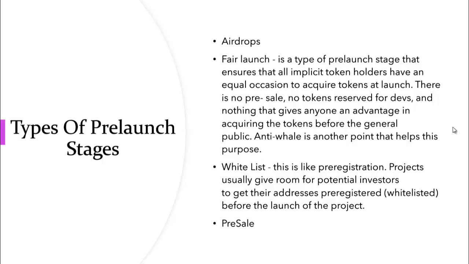Yeah, they combine both. There will first be a whitelisting. For instance, the whitelisting price is $0.1. Then the pre-sale price could be like $0.3. And then when it launches and it's listed, it launches at, let's say, $0.5. You see the price disparity there. So it's getting more for less. You get? So that's basically the types of pre-launch stages.